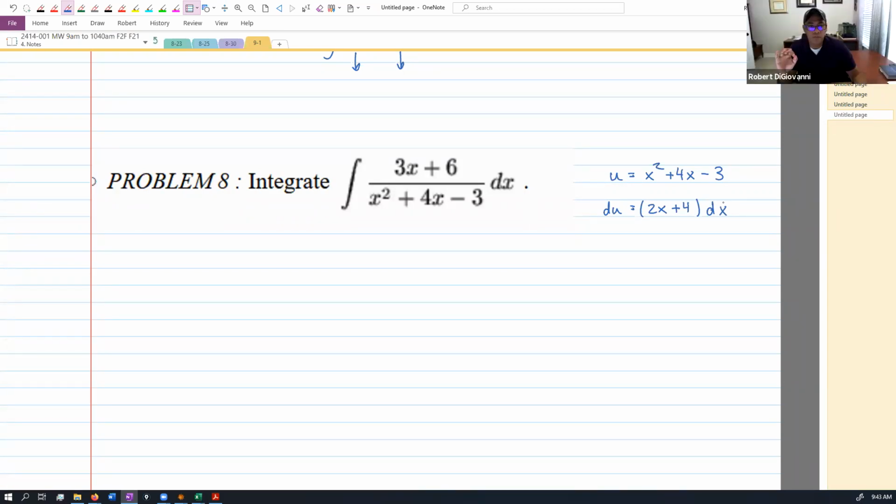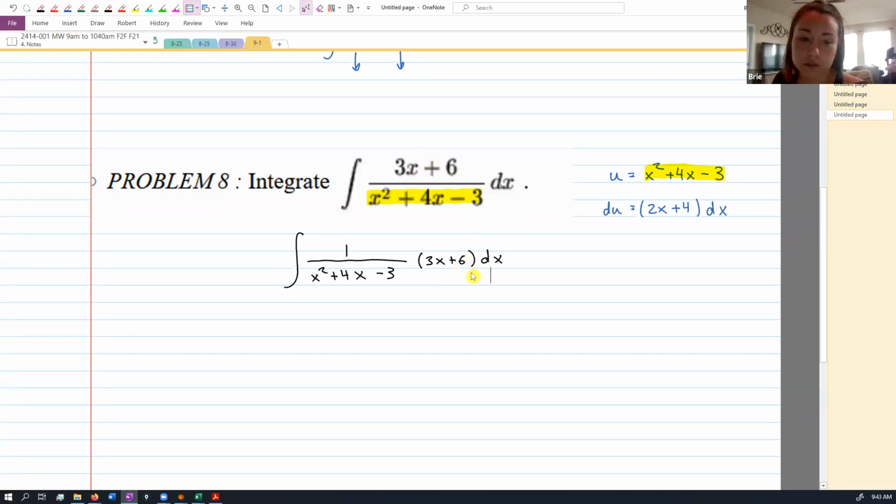We have an issue. I mean, Aaron, this is looking pretty good. I know that I can replace this whole denominator with u. Okay, so I'm happy about that. The problem is this. I have 2x plus 4 dx. And up here, if I wanted to rewrite this, I really have 3x plus 6 dx, right? If I just slide this out to the side. These two don't match, do they?